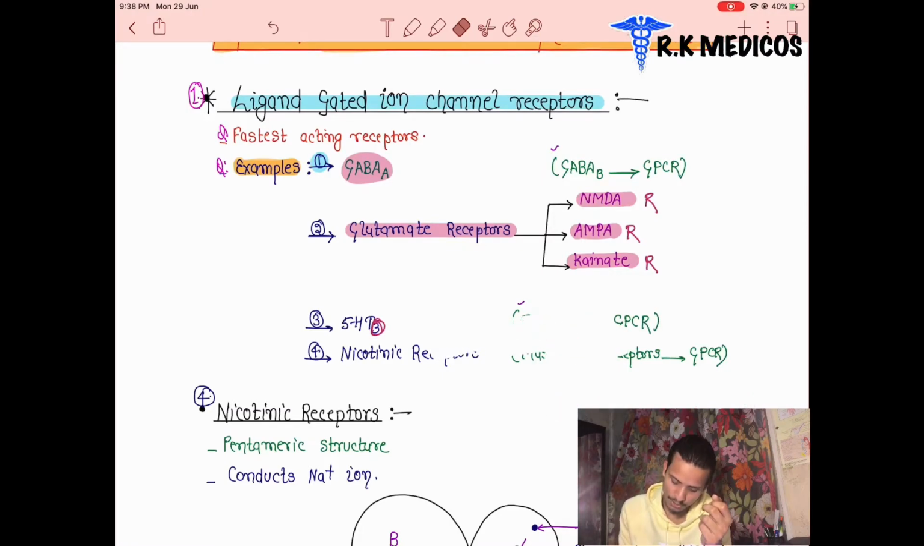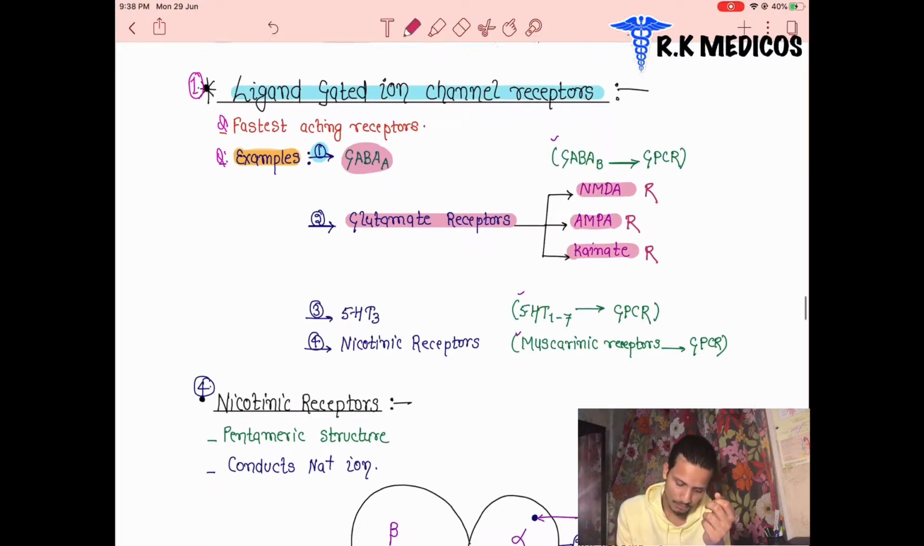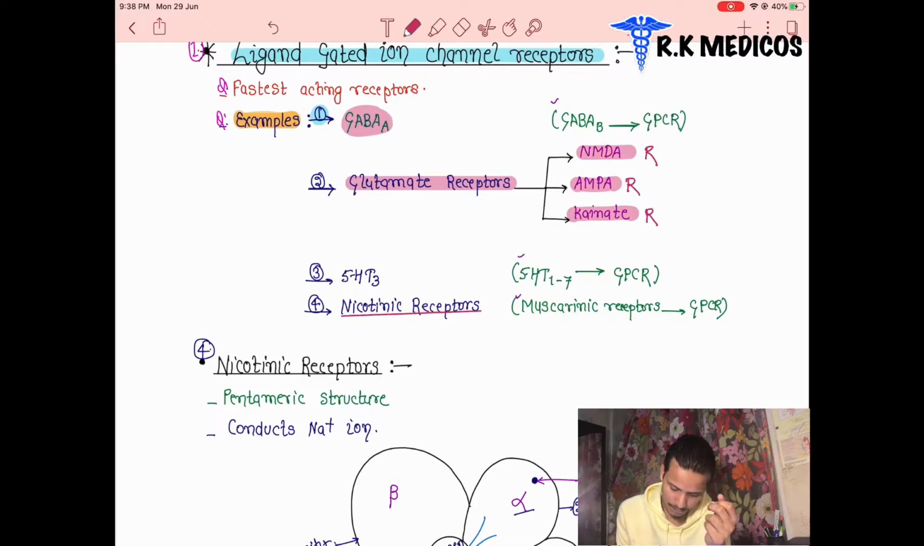The next one is the nicotinic receptor. We basically don't know it yet, but I am telling you. Nicotinic receptor is of 2 types, NN and NM. NN is the nicotinic neuronal receptor, present in all the neurons of the autonomic nervous system. And NM stands for nicotinic neuromuscular. They are present in the neuromuscular junction.